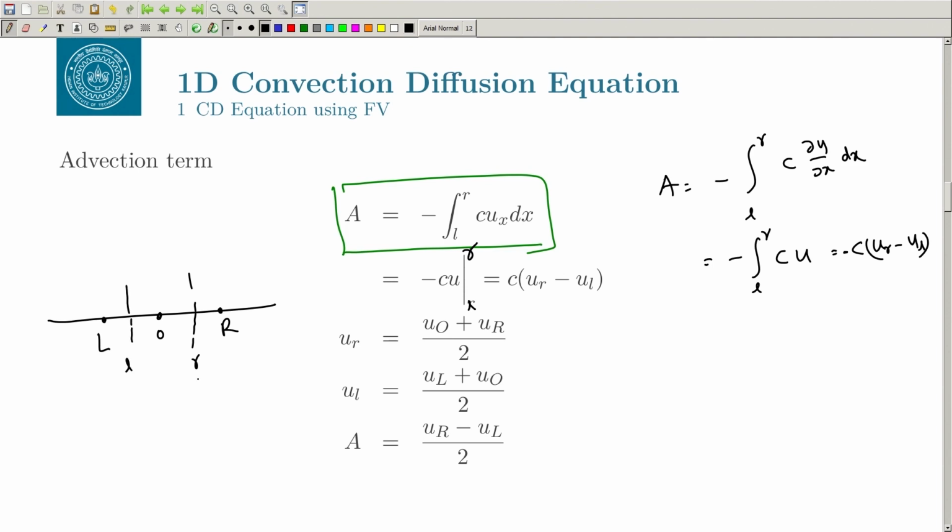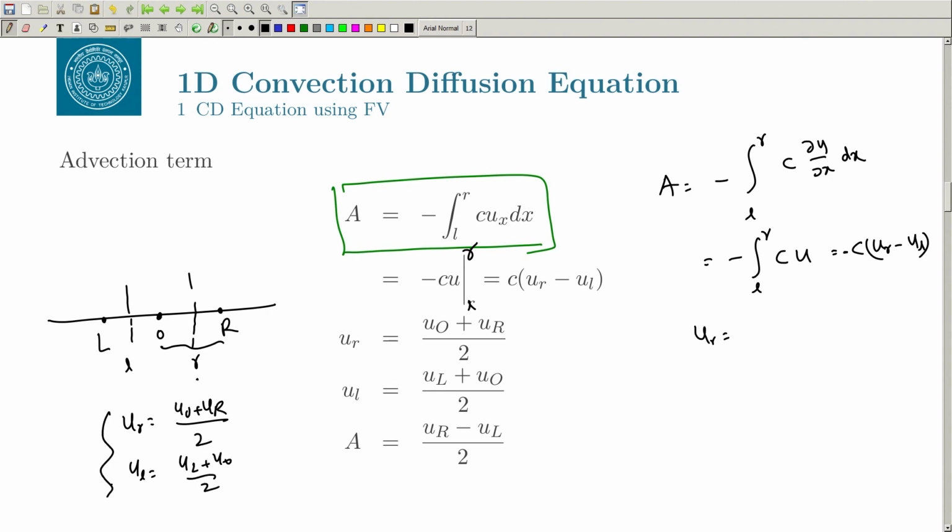So, if we want to calculate the value at R, so u r, so here let me write here, this is u r will basically I am just taking the average of O plus R. Okay. So, I am just doing the zeroth order reconstruction. So, we are saying that whatever value we have at the cell center, the same value is available at the face also. So, u r will be basically u o plus u r by 2. Okay. Then u l will become basically u l plus u o by 2, right.